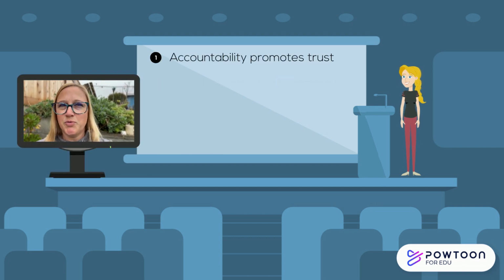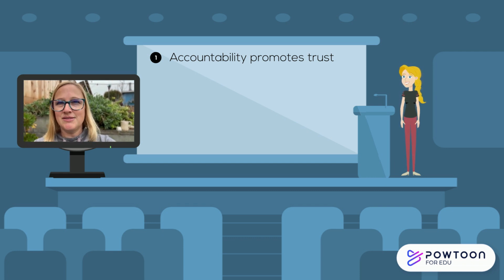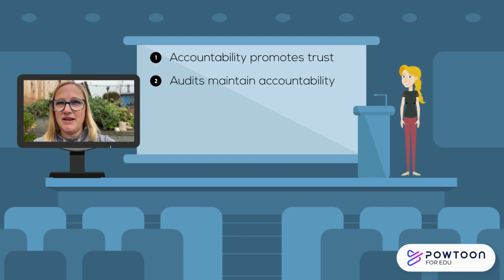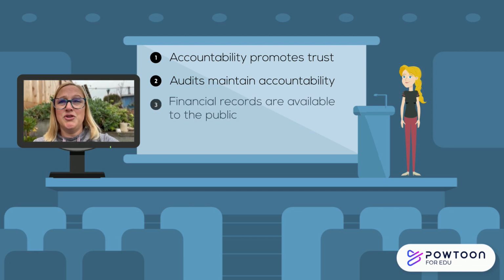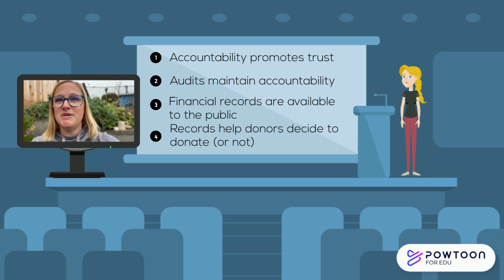Accountability promotes trustworthiness between organizations and their funders. Audits are one place organizations can maintain accountability for their financial actions. Financial documents are key to transparency amongst supporters because financial records are available to the public and are often used by funders to make informed decisions for or against supporting the organization.